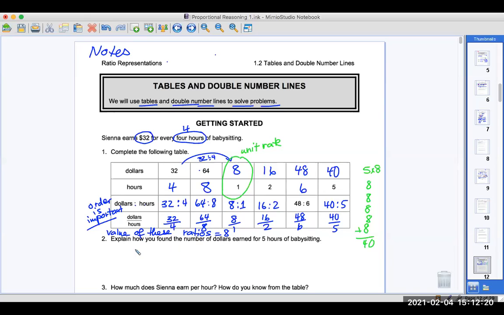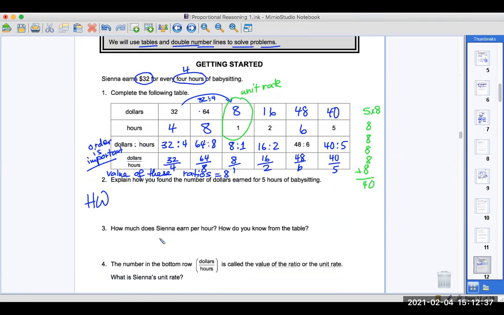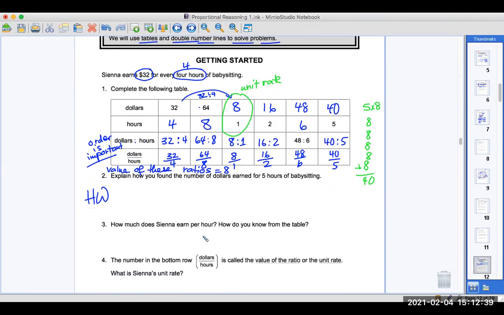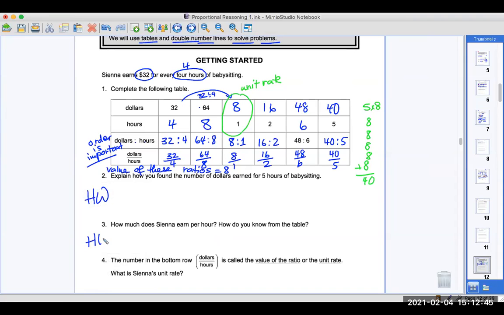Okay, if you divide. Explain how you found the number of dollars earned for 5 hours of babysitting. This is homework. I want you to think, how did we find this entry? I remember I went back here and did something. How much does Sienna earn per hour? How do you know from the table? This is also homework. So it's actually notes plus homework up there.